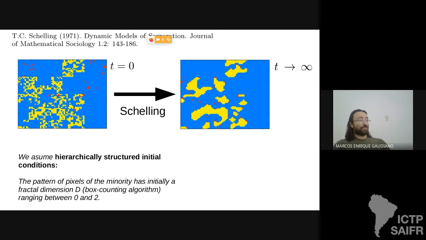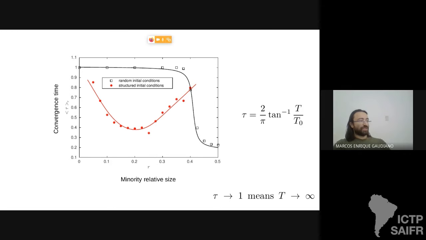However, in this work, we explore hierarchically structured initial conditions. Actually, we assume that the pixels of the minority conform a pattern that has fractal dimension D, which ranges between 0 and 2 and is computed with the box counting algorithm. Let us point out the difference between random and structured initial conditions in terms of the average convergence time. In order to avoid infinities, the convergence time is normalized according to the formula shown on the right. 0 means zero convergence time and 1 means infinite convergence time.